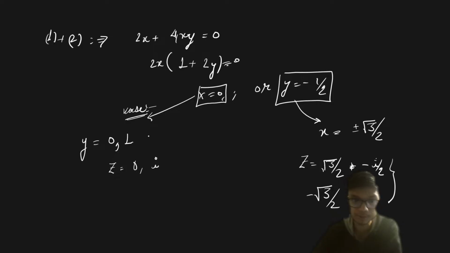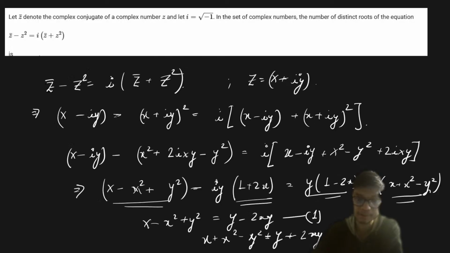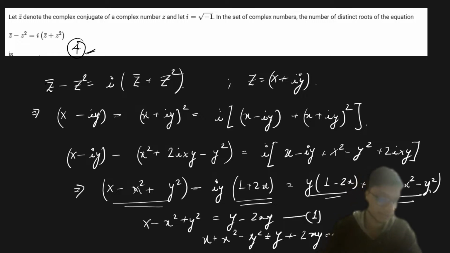So therefore we have total of four distinct complex numbers. Okay, so therefore we will have total of four distinct roots. Okay, four distinct roots over here. All right, so number of distinct roots of the equation is going to be equal to 4. I hope this part of the solution is clear to all of you.